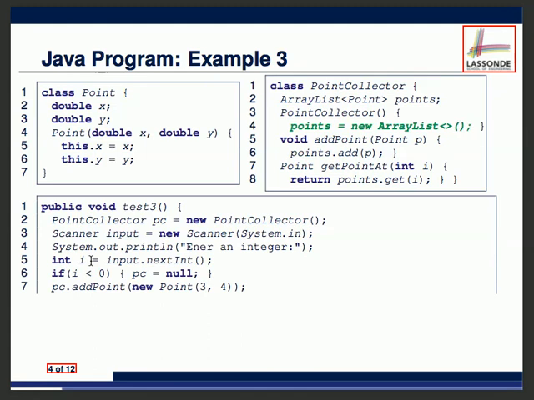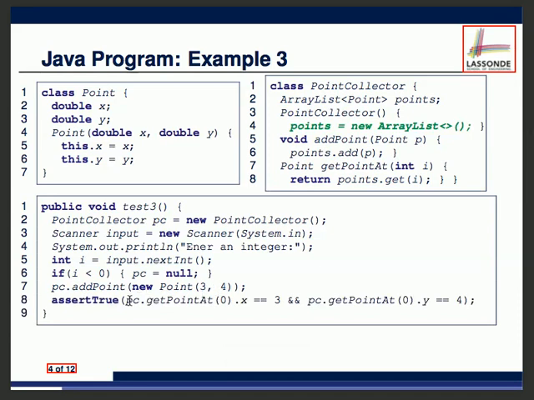And then we say that PC.addPoint, and then adding a new point. And you can see this new point we are adding is not null. And then we say assert true, and then get the point, and then say x is 3, and y is 4. Okay? Again, this code compiles. Can there be anything wrong at runtime? Okay, anybody else want to answer?